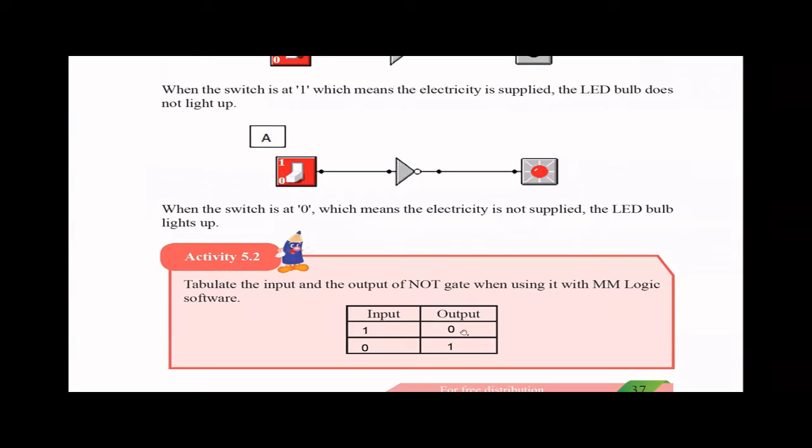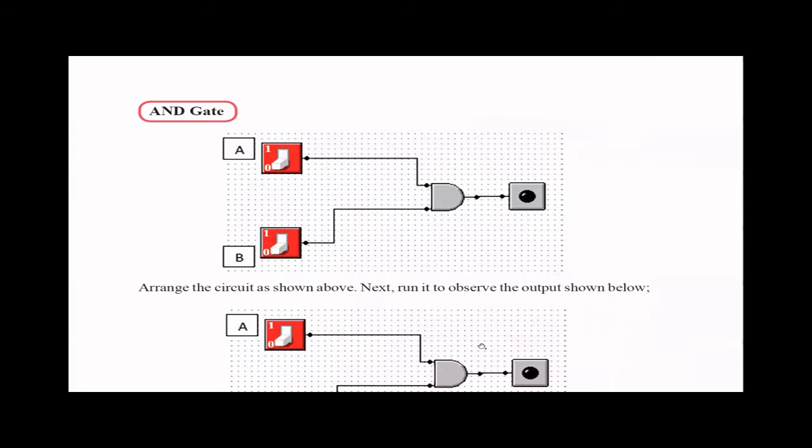So based on that knowledge, you have to fill this table. This is the activity 5.2. So if input is 1, your output will become 0. If your input is 0, your output will become 1. So like that, you have to fill this table. This is a truth table.